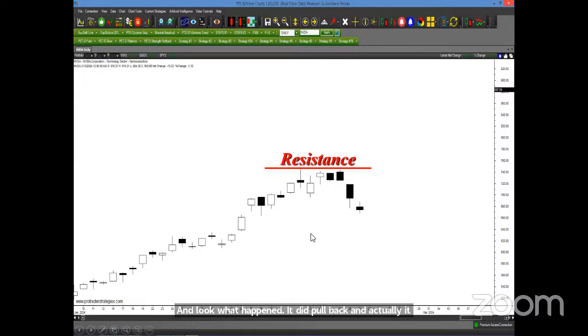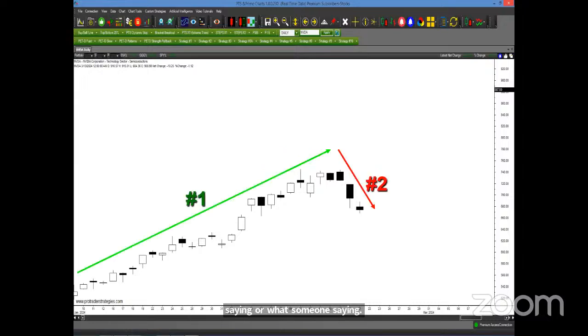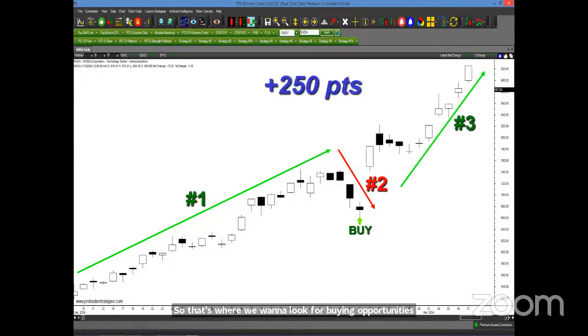But remember, strategy number 9 doesn't look at outside sources of what some guy on TV is saying or what someone's saying according to the economic indicators. Basically, it says this is phase 1. This sell-off was phase 2. So that's where we want to look for buying opportunities for a buy signal. And strategy number 9 generated one right here. And look what happened. Gapped up the next day and continued to go higher, where potentially you could have captured 250 points. This is why we say this is such a great tool for option traders.